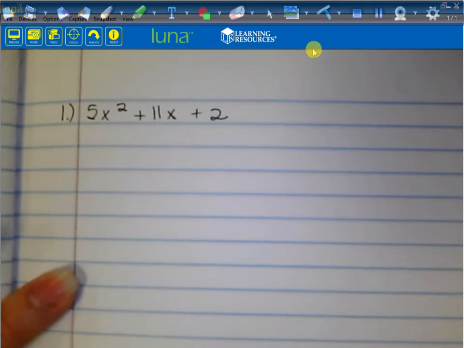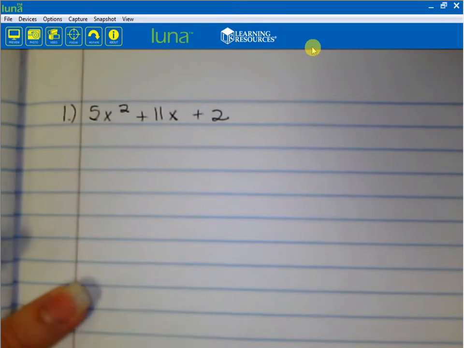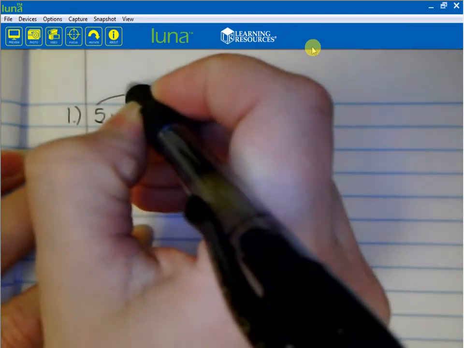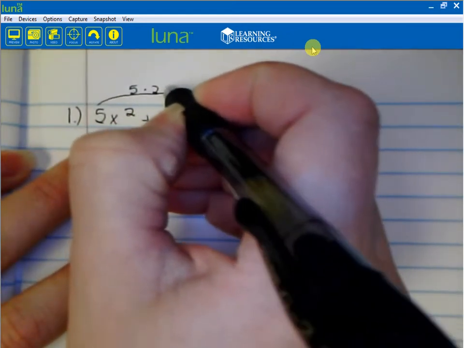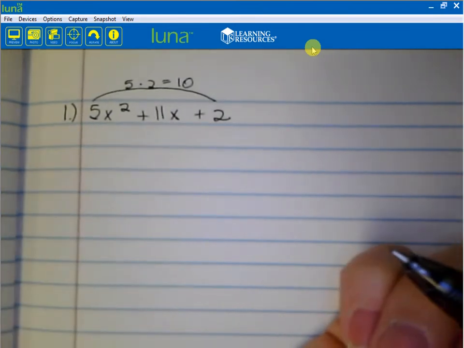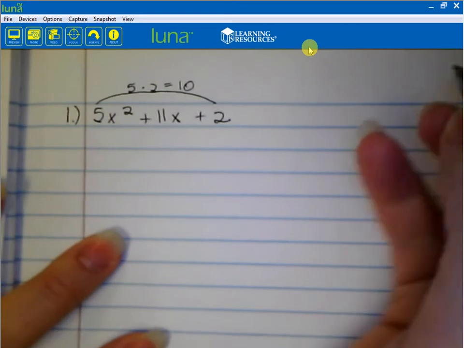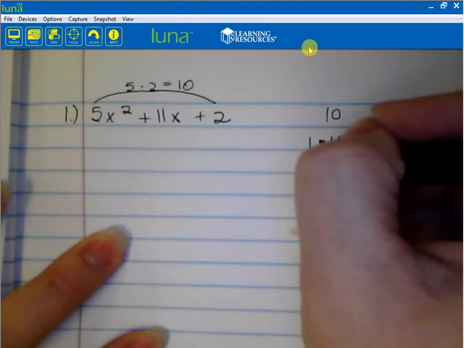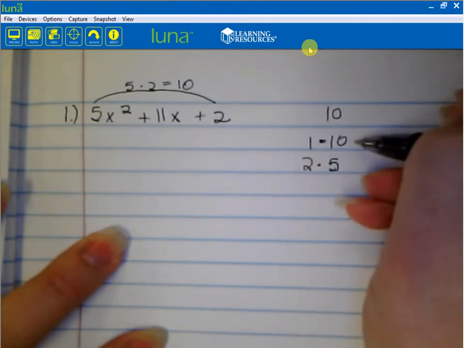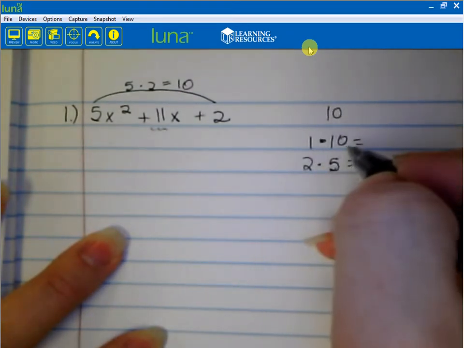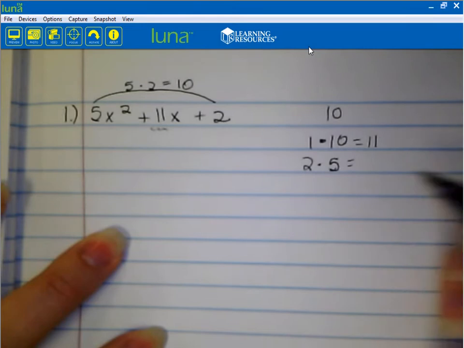And just like we did in our last lesson, we're going to multiply our first and our last terms. So we have 5 times 2, which equals 10. So now on our factor sheet, we're going to look at our factors of 10. Our factors of 10 are 1 and 10 and 2 and 5. So we're looking for factors of 10 that are going to add up to equal 11, because that's what we need in the middle. So 1 plus 10 gives us 11. And 2 plus 5 gives us 7.